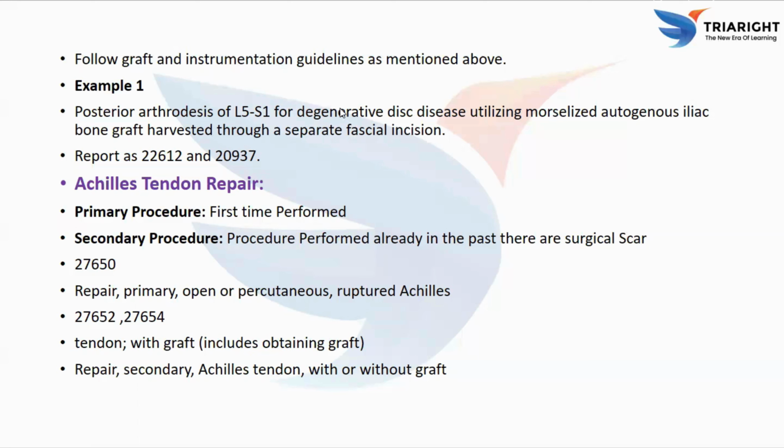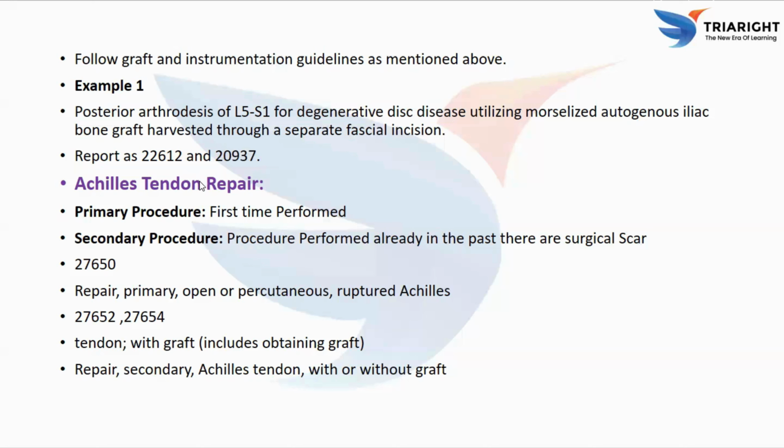And step 3, select the orthodesis CPT code. So the posterior lumbar fusion single segment code is 22,612. And step 4, check the bone graft. Whether it's morselized, autogenous, or harvested from the iliac crest. So here the bone graft is harvested from the iliac crest. So a separate fascial incision allows coding the graft, and the correct graft code is 20,937. And there is no instrumentation, so do not code the instrumentation.